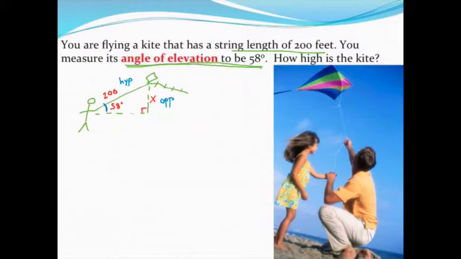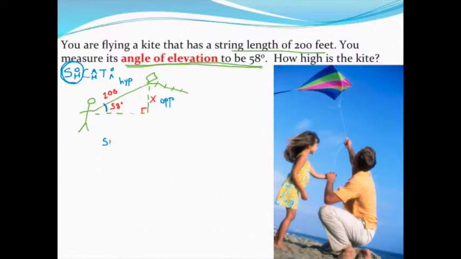So I need to think back to SOHCAHTOA and figure out which part of SOHCAHTOA uses the opposite side and uses the hypotenuse. Well, looking at all three parts, I can see that sine will be the one that I want to use because I have opposite and hypotenuse. So that'll tell me what equation to write.